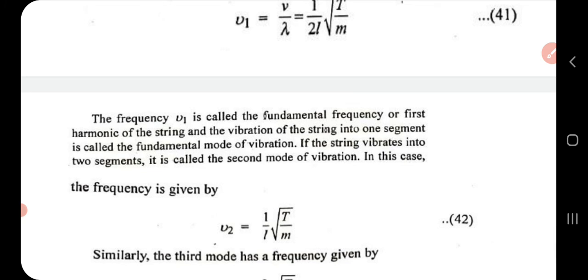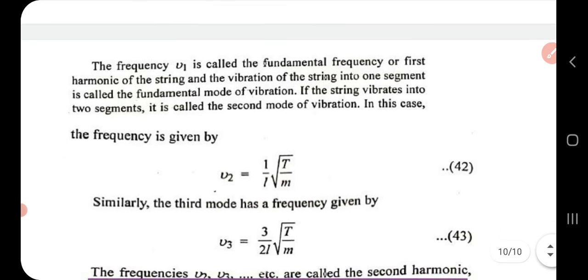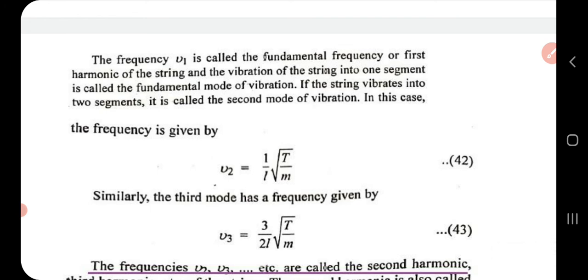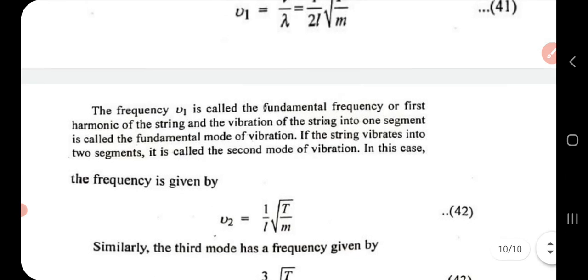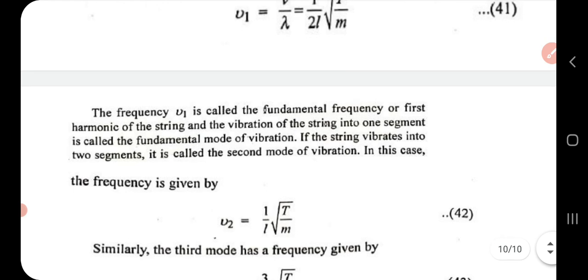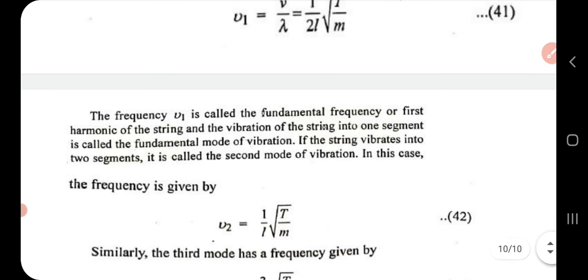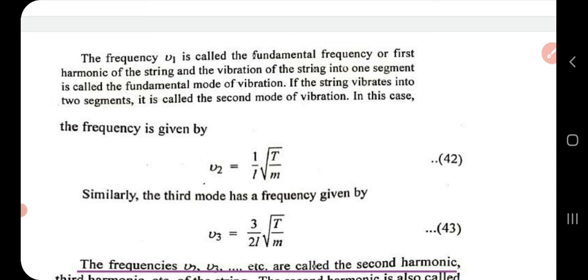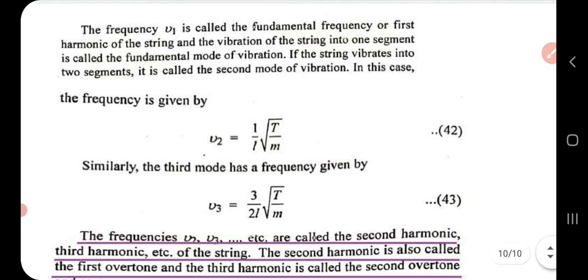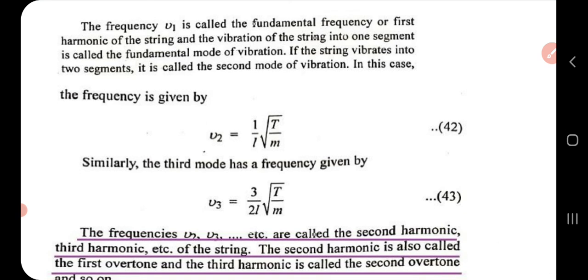If the string vibrates in two segments, it is called second mode of vibration. The frequency in that case will be different, given by 1 by L root of T by M. Then if the string vibrates into three segments, it is called third mode of vibration. In that case, the frequency is 3 by 2L root T by M. Okay, that is the difference.